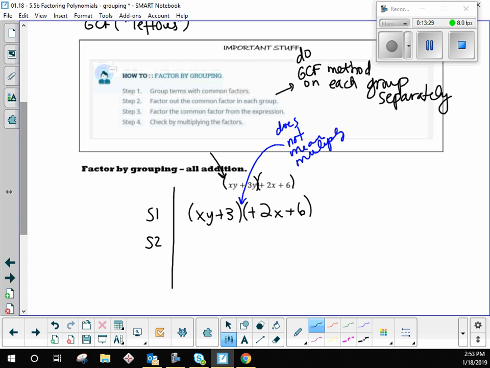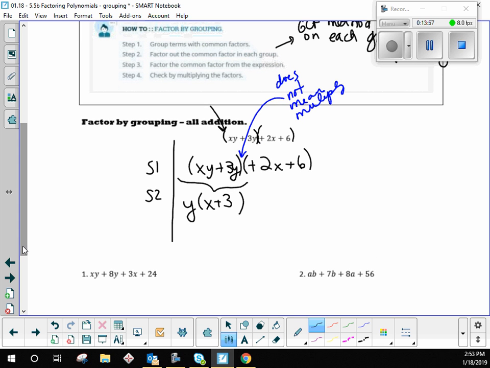And here's how that would look. In the first group, sorry, I forgot to put that y there originally. In the first group, what do they have in common? A y, so I write that down. There's their GCF. I write the leftovers in parentheses. When I divide y out of the first term, I'm left with x, plus, when I divide y out of the second term, I'm left with 3. Okay. So I GCF'd that first group.